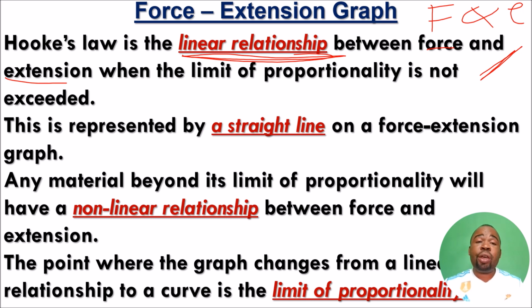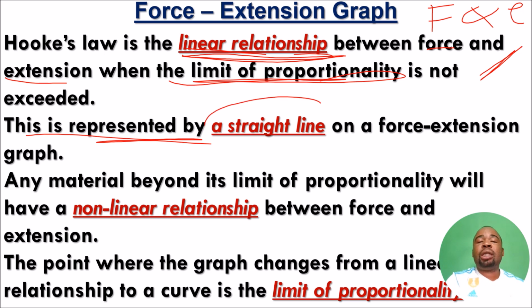So when we are to draw a force extension graph, there are key things we need to know. The limit of proportionality is the key point. Before the limit of proportionality, there is a linear relationship that is proportional, meaning it's passing through the origin at point (0, 0). Beyond the limit of proportionality, we don't expect to see a straight line. But as long as we're within the limit of proportionality, we should represent Hooke's law using a straight line. Where is this line coming from? From the origin, because it is directly proportional.